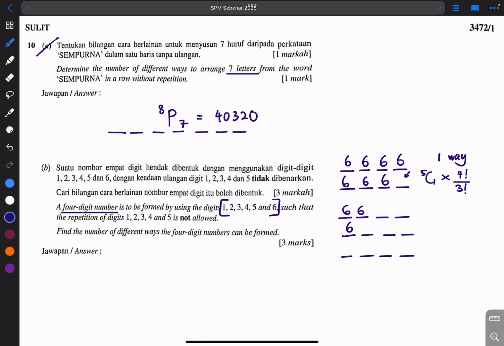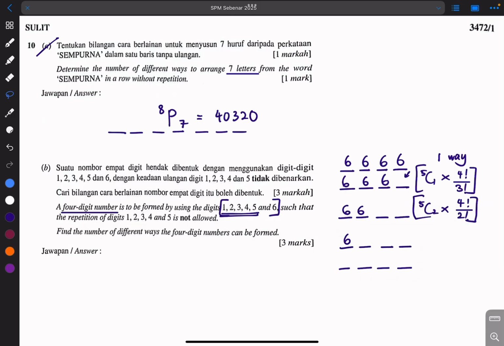The next one, we have 2 seats here, so 5C2. Out of the 5 numbers, the 1, 2, 3, 4, 5, we choose 2, and then we rearrange them 4 factorial, but 6 repeats twice, so we divide by 2 factorial. Then the next one, here will be 5C3, because we have 3 seats. Then 4 factorial, divide 1 factorial, no need, because 1 factorial is just 1. And 6 doesn't repeat, so it's just 4 factorial.